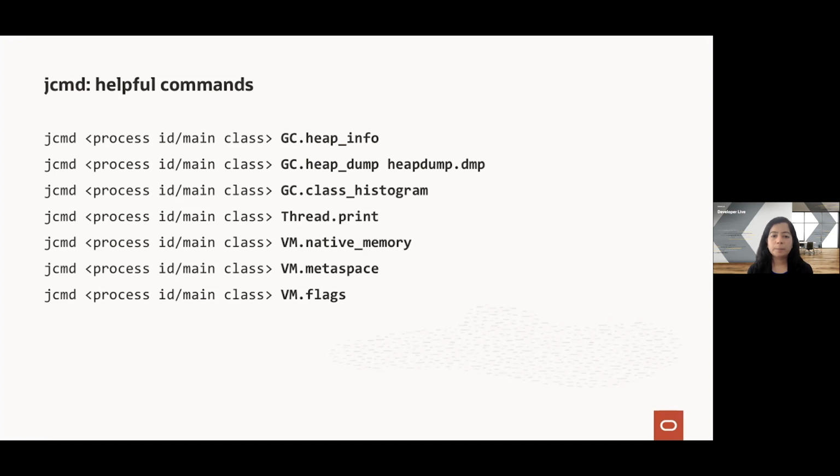The next one, thread.print, can print Java stack traces. vm.native_memory is very helpful in tracking native memory allocations done internally by the JVM. vm.metaspace is helpful in printing out metaspace usage information. And vm.flags prints out the JVM flags and their current values, which are being used by the running JVM.